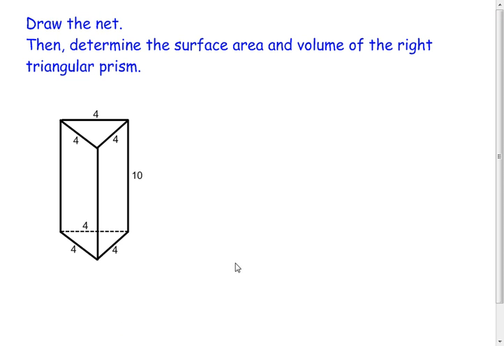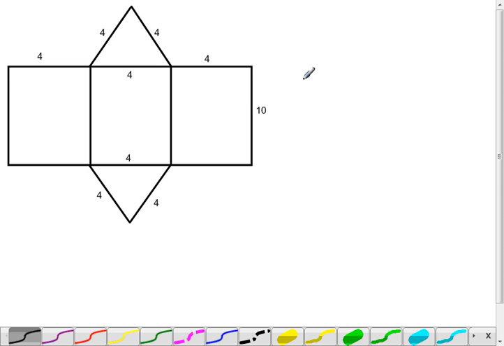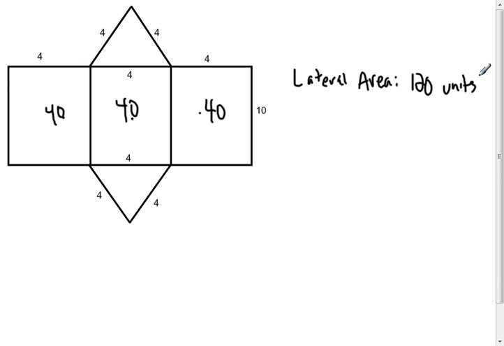So let's look at the next one. This is the net. The sides are 4, 4, and 4, and then the height is 10. So it's very similar. To find the lateral area, sorry about my penmanship here, we find the area of all of these parts. So this, this, and this, but we're not including the bases. So 4 times 10 is 40, and these are all 40. So 40 plus 40 plus 40 is 120 units squared.